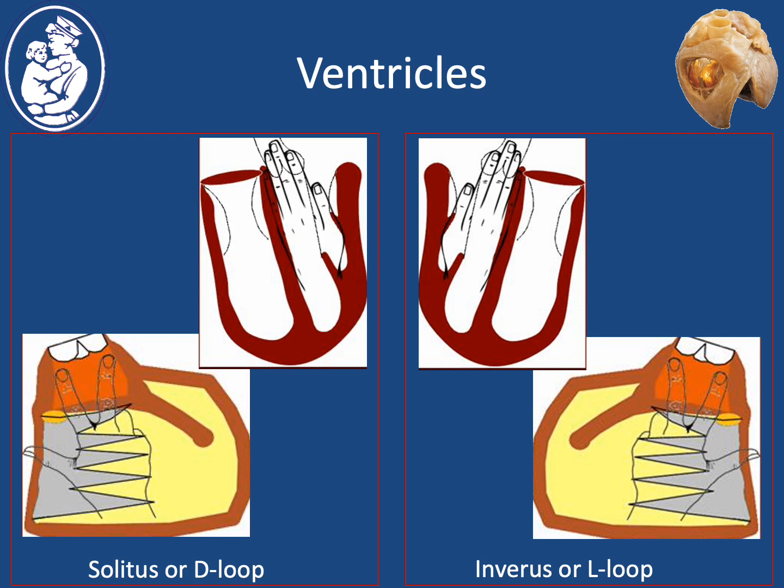A right hand is required to describe the Situs or D-looped right ventricle, with the thumb into the tricuspid orifice, the fingers out the outflow tract, and the palm against the septum. It's not possible to do that with the left hand. This is a right-handed or Situs or D-looped right ventricle.